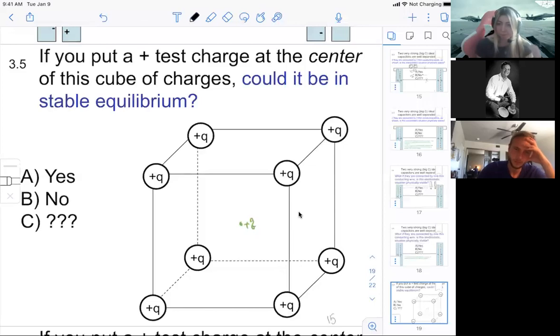The majority think that it is possible to have a stable equilibrium if you put a little test charge Q in the middle. With this symmetry, I think you would agree with me that it is possible to balance out the electric Coulomb forces on the little test charge Q. But is it going to be in stable equilibrium, in the sense that if it's shifted away from the center by a little bit, it will still come back? What do you think?